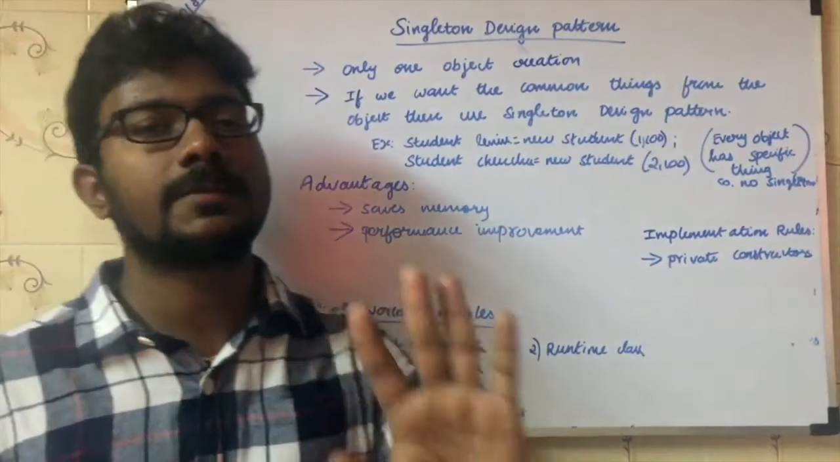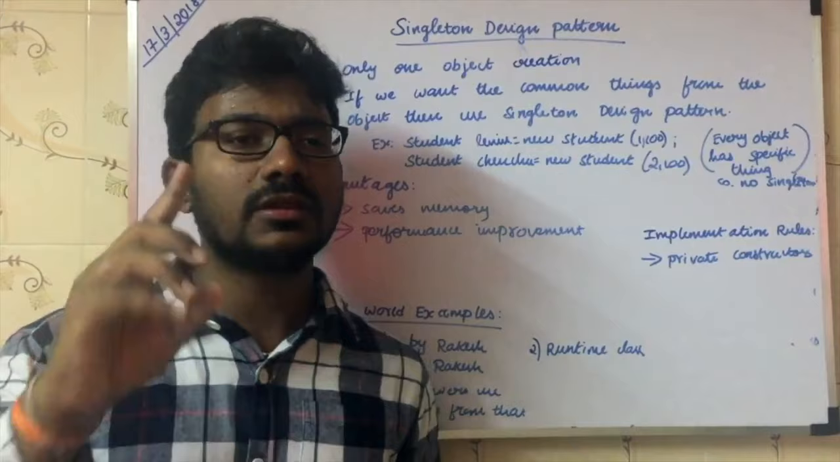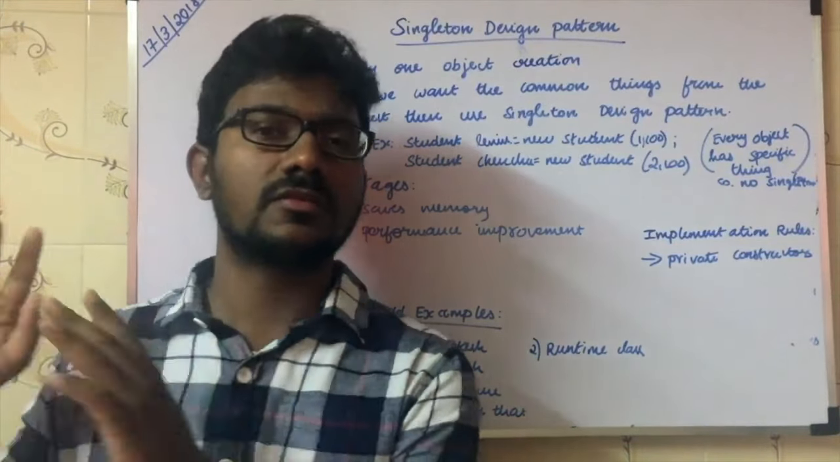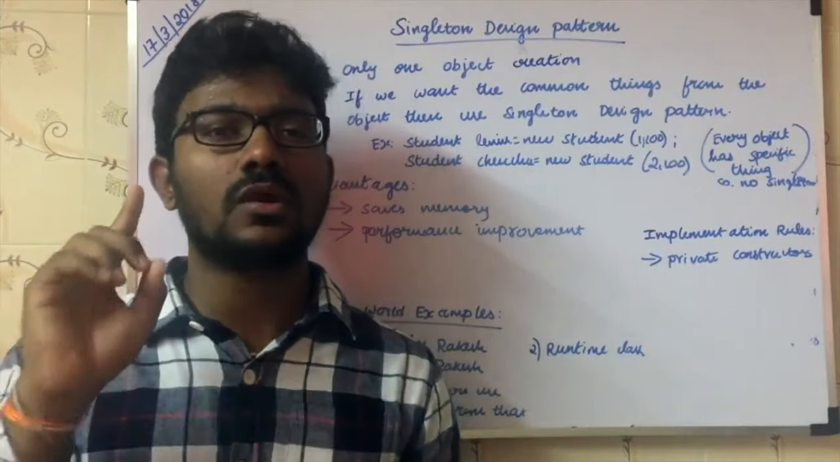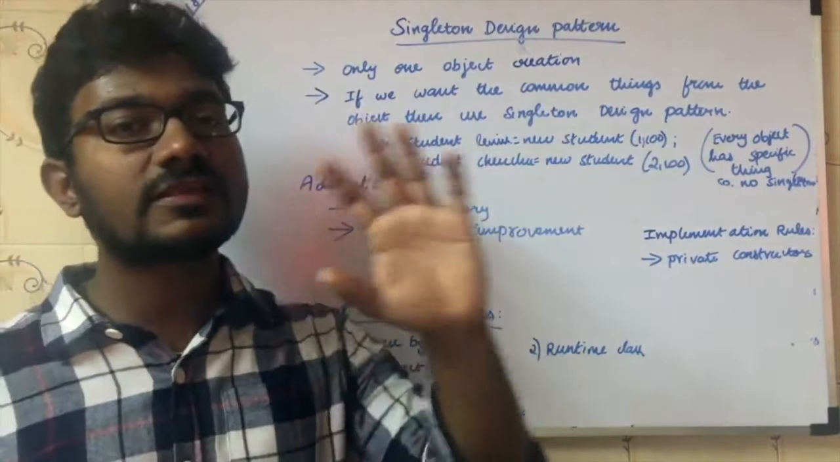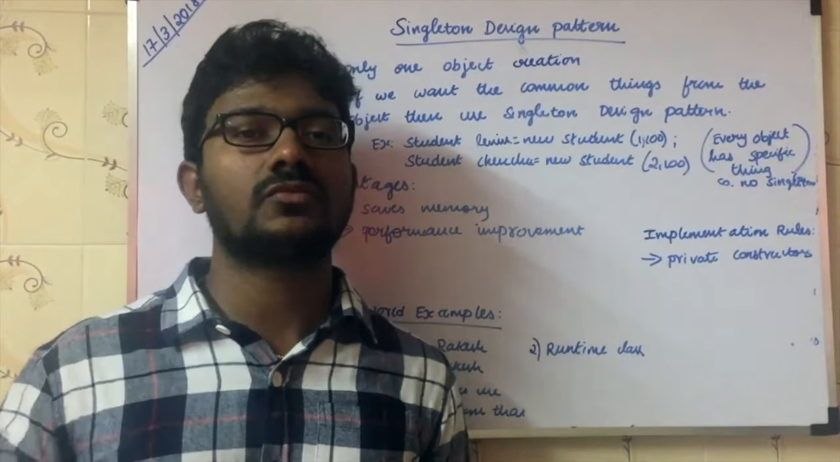So first, what is the Singleton pattern? The name itself suggests that there is something single, only one thing. Singleton means there is something which stands alone, one time. So here Singleton means only one object. Only one object creation is allowed.